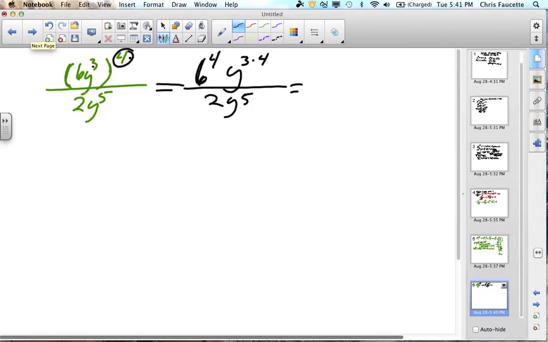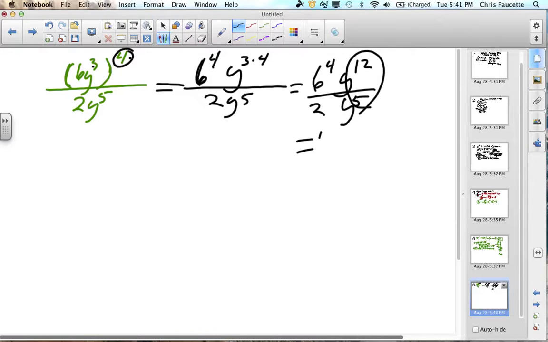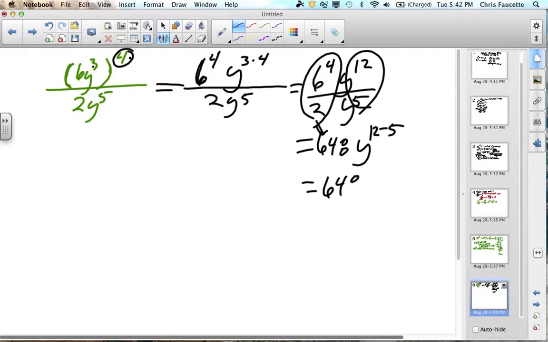Okay. So now I'm going to have 6 to the 4th, y to the 12th, over 2, y to the 5th. Simplify these, I'm dividing. So 6 to the 4th divided by 2 is going to give me 648. That's this part of this problem. This guy right here is going to give me y to the 12 minus 5. I'm going to end up with 648 y to the 6.